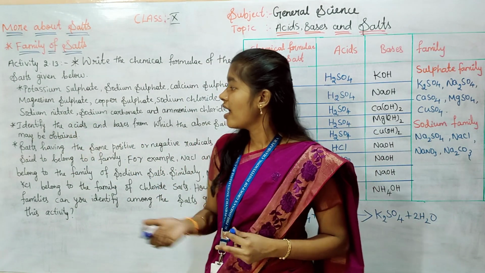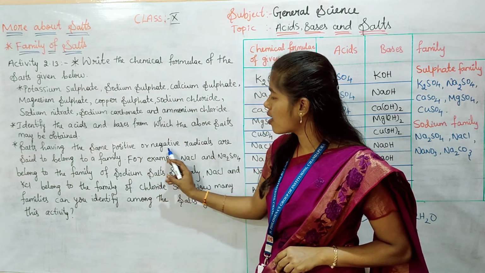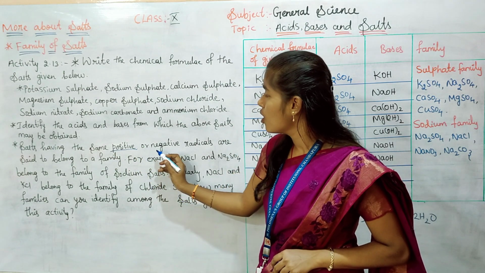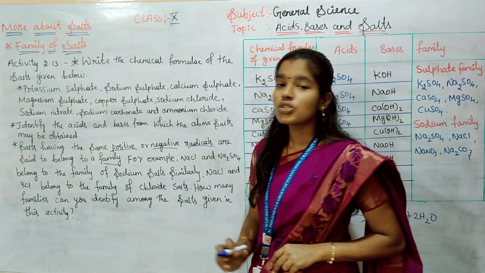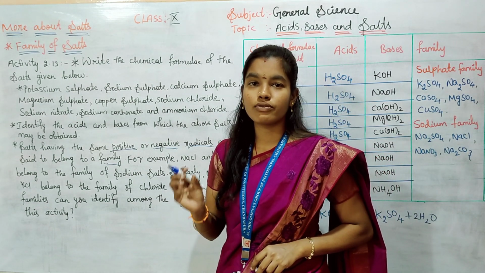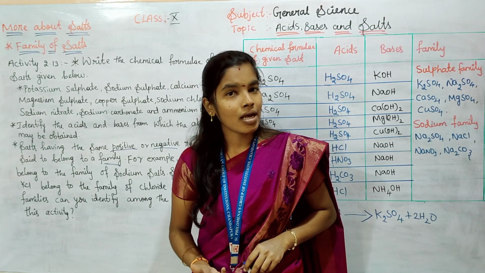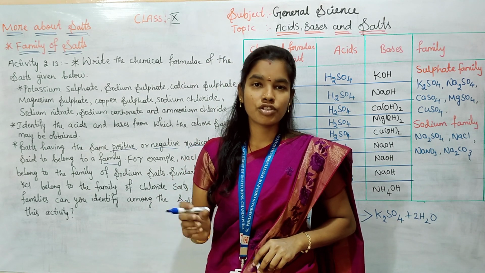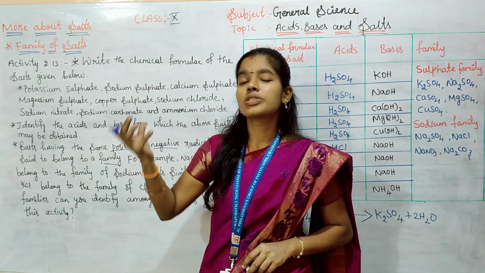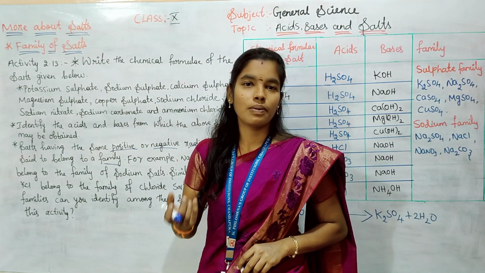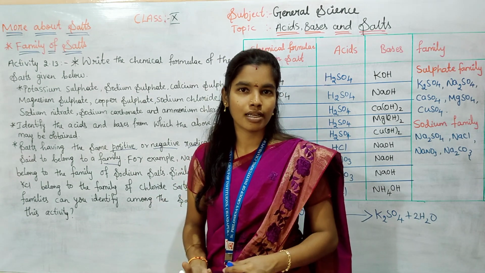Next step, salts having the same positive or negative radicals are said to belong to a family. So next we have to write the families of the given salts. How can we write the salt families? We must check the positive radical and negative radical. If the positive radicals are the same, it belongs to that particular family, and if the negative radicals are the same, it belongs to the negative radical family.